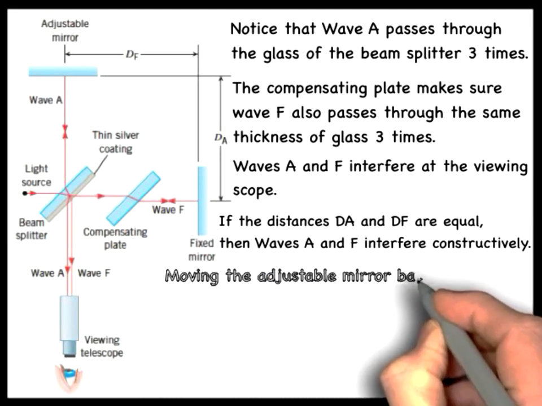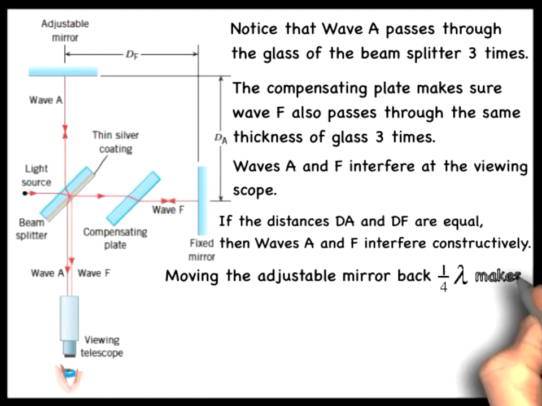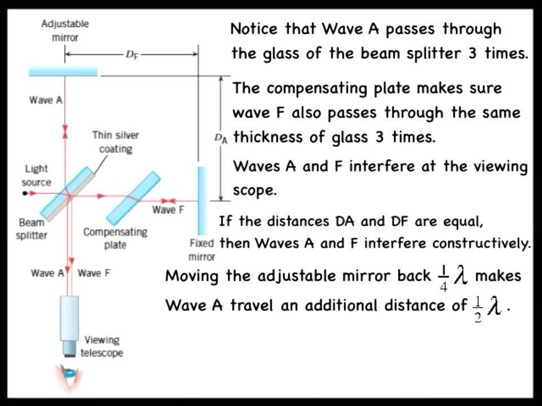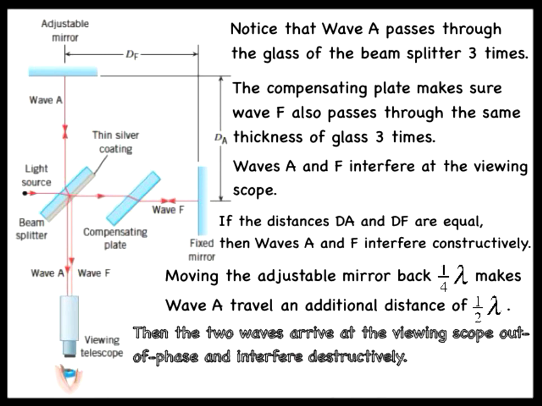However, if the adjustable mirror is moved back, say a distance of 1/4 wavelength, then wave A travels a further distance equal to twice this much, or 1/2 lambda. Thus, the two waves arrive at the telescope exactly 1/2 lambda out of phase. This satisfies the destructive interference condition, and the field in the telescope appears dark.